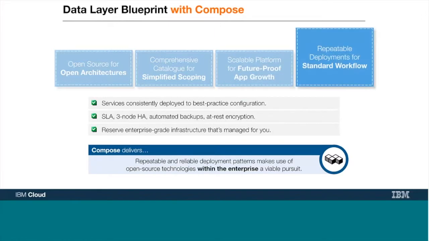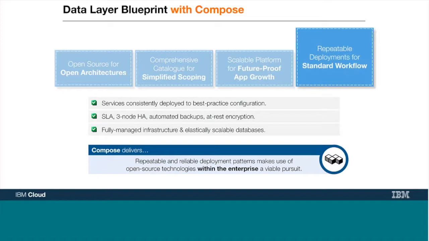And additionally, repeatable deployments for standard workflow. We have APIs, and with our APIs, we can integrate into your continuous integration and continuous deployment systems. Those services are deployed with consistent best practice configuration. Whenever we launch a database, we check the checklist, a DBA checklist that checks to go into production. So they're checking the backup button. We're checking the monitoring capabilities. We're checking the performance capabilities.